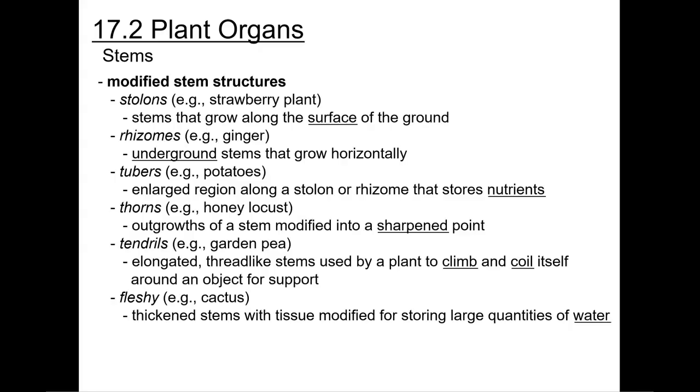Thorns, like in the honey locust, are going to be outgrowths of the stem that are modified to be sharpened points that's there for protection. Tendrils are going to be like in the garden peas. They're elongated thread-like stems that are going to be used by the plants to climb and coil themselves around an object for support. And then fleshy stems, such as the cactus, are going to have thickened stems with tissue modified for storing large quantities of water. So you'll find these in areas that are going to be dry or very windy.